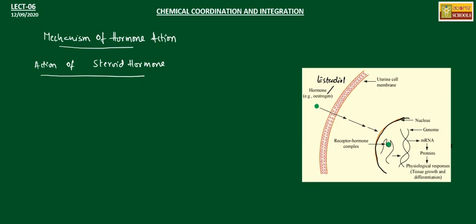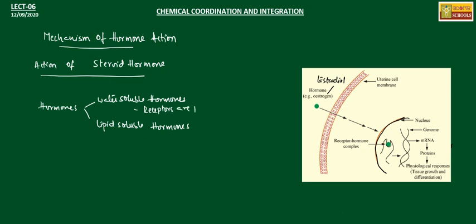We can classify the hormones into water soluble hormones and lipid soluble hormones. For water soluble hormones, the receptors are present in the plasma membrane. Whereas for lipid soluble hormones, the receptors are present inside the cell. Okay, right? So this estradiol is a lipid soluble hormone.